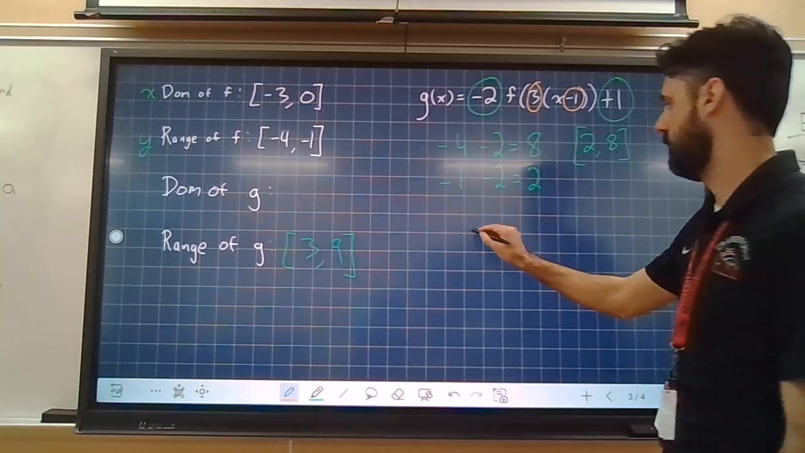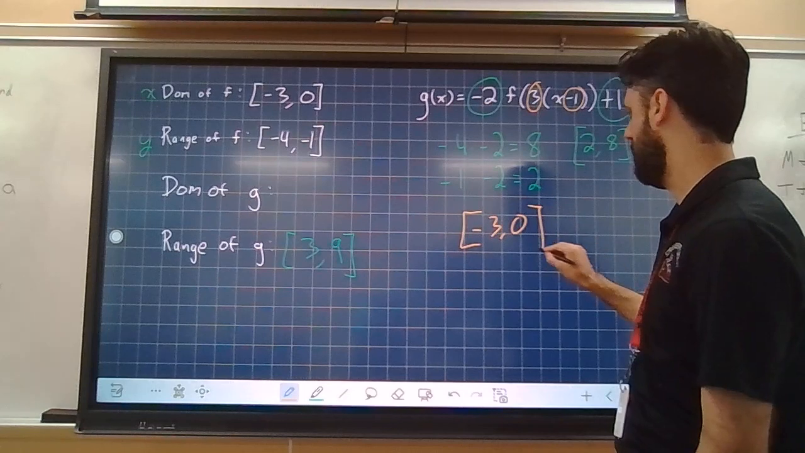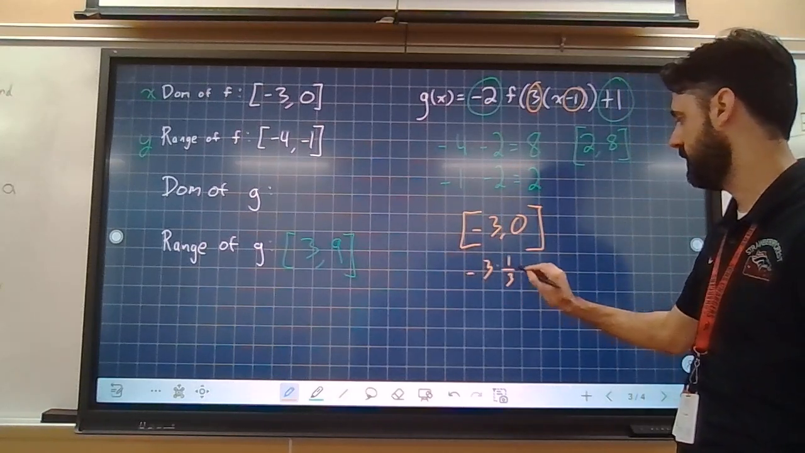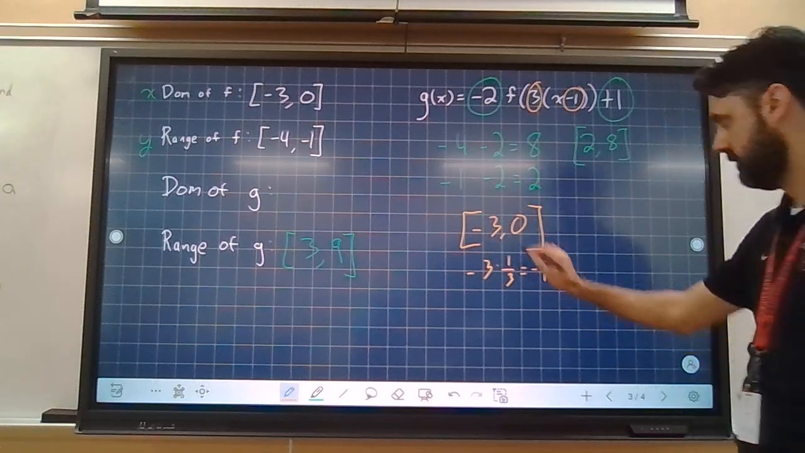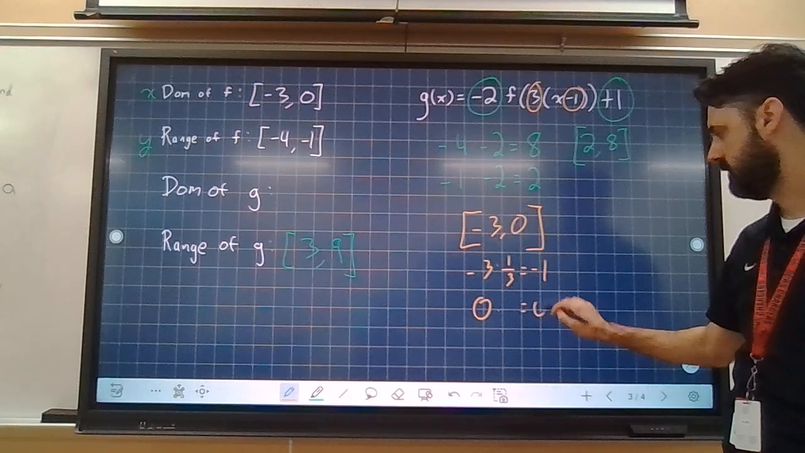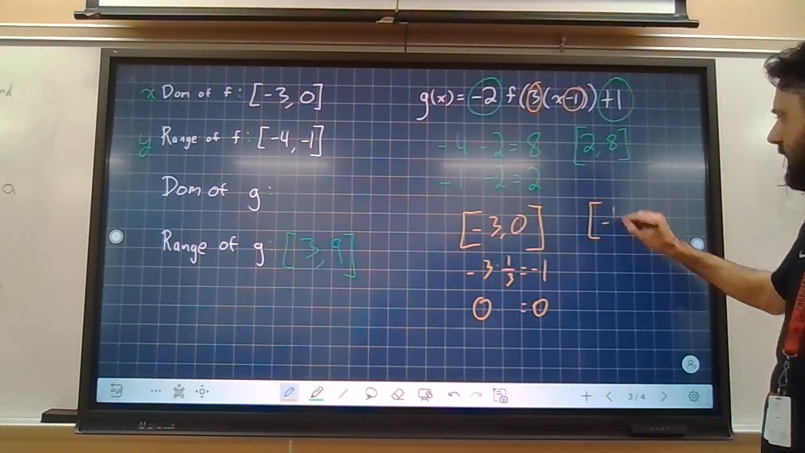And so let's take our original domain, -3, 0. I'm going to multiply both of those by 1/3. That gives me -1, so this becomes -1. And then if I do 0 times anything, I'm going to get 0. And so temporarily, our domain is going to be -1 to 0.